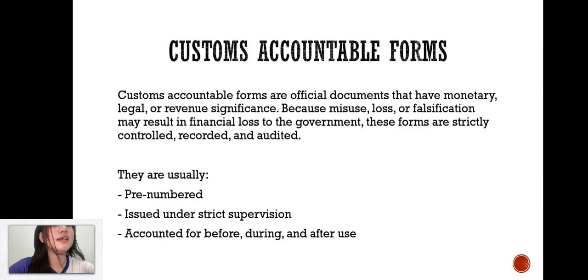Good day, everyone. Today I will discuss the Customs Accountable Form. This is an important part of customs administration and revenue collection. These forms are official government documents used in customs processes involving imports, exports, duties, taxes, permits, and other transactions related to international trade. They are called accountable forms because every form issued must be monitored, recorded, and properly accounted for.